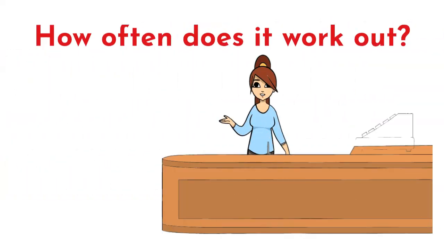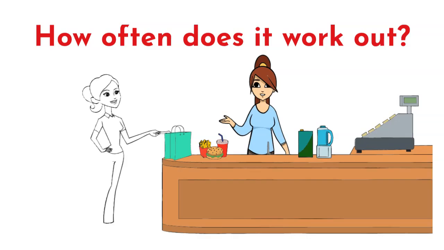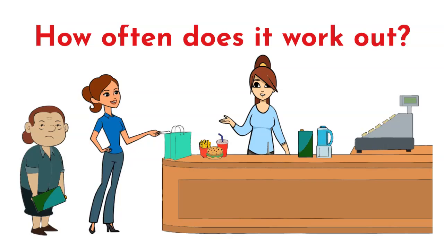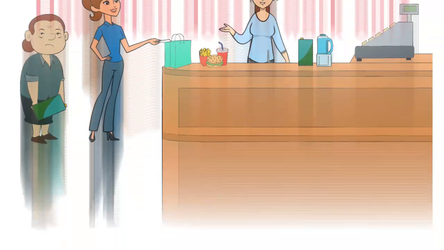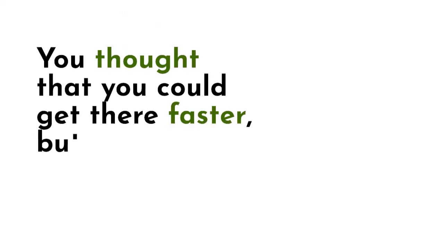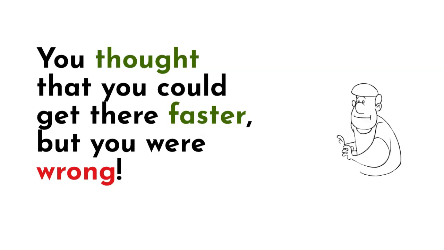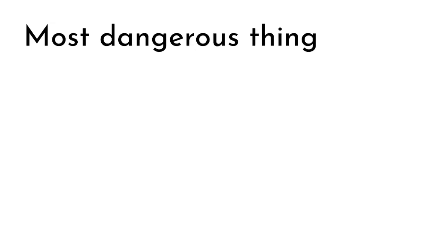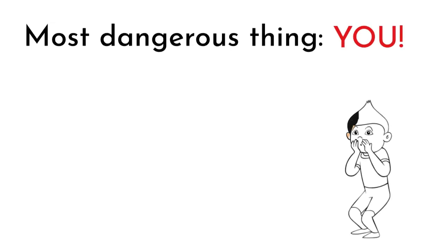Let's take a simple example. Have you ever switched lanes at a grocery store or in a traffic jam and then sat there as the slower people or cars go past you? You thought that you could get there faster, but you were wrong. The same applies in investing. Your strategic asset allocation protects you from the most dangerous thing of all, yourself, and your tendency to chase the next hot thing.